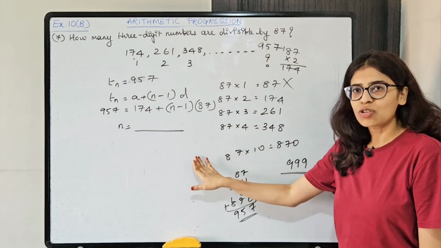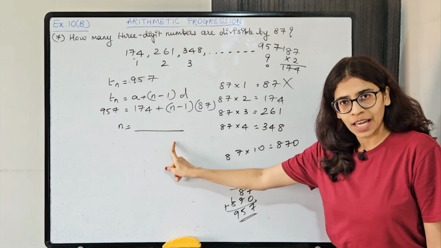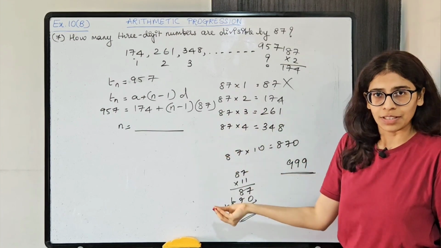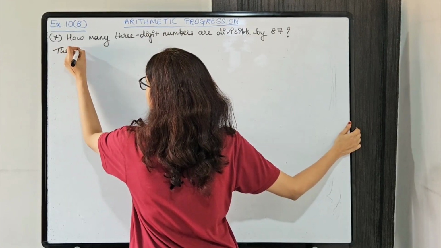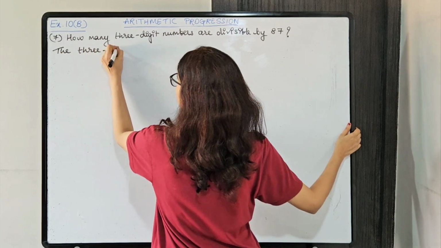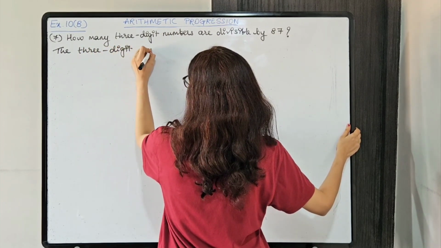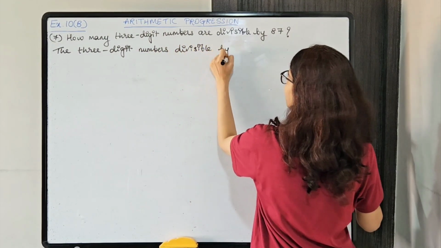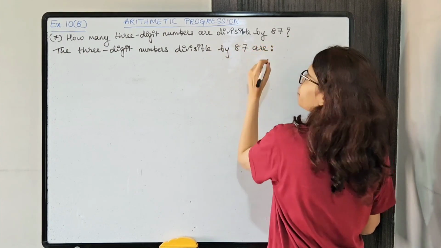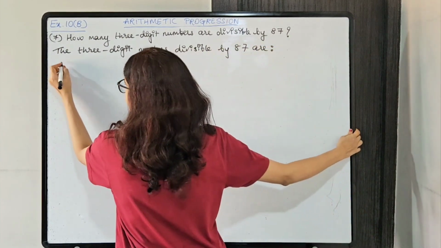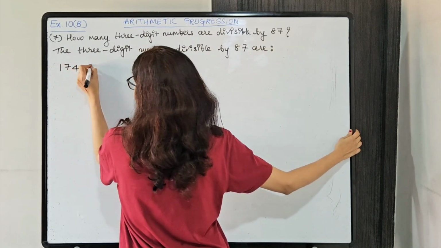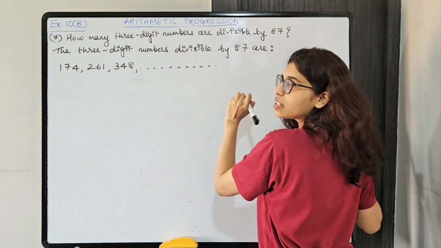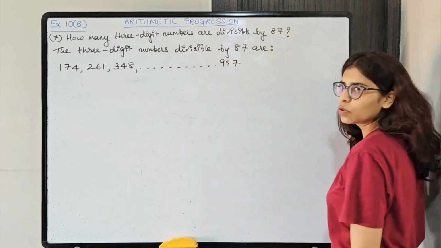All right. So let us solve now with proper steps. Whatever is the value of n, that many terms are there. That means that many numbers are divisible by 87. First write down the statement. The 3-digit numbers divisible by 87 are. Now write down the AP. We got 174, then 261, and then 348, right? Last term was 957.